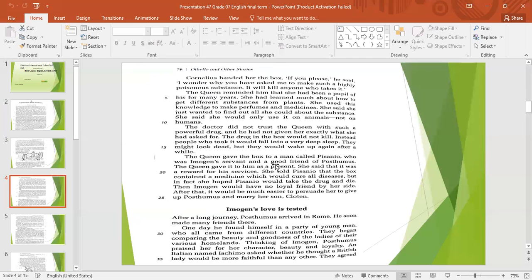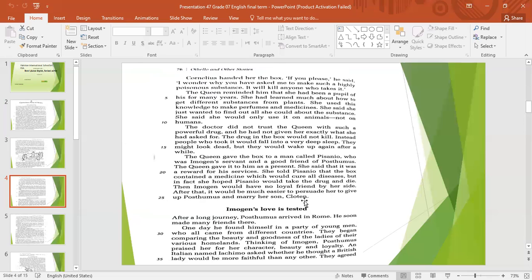The queen gave the box to a man called Pisanio, who was Imogen's servant and a good friend of Posthumus. The queen gave it to him as a present. She said that it was a reward for his services. She told Pisanio that the box contained a medicine which would cure all diseases. But in fact, she hoped Pisanio would take the drug and die. Then Imogen would have no loyal friend by her side. After that, it would be much easier to persuade her to give up Posthumus and marry her son Cloten.